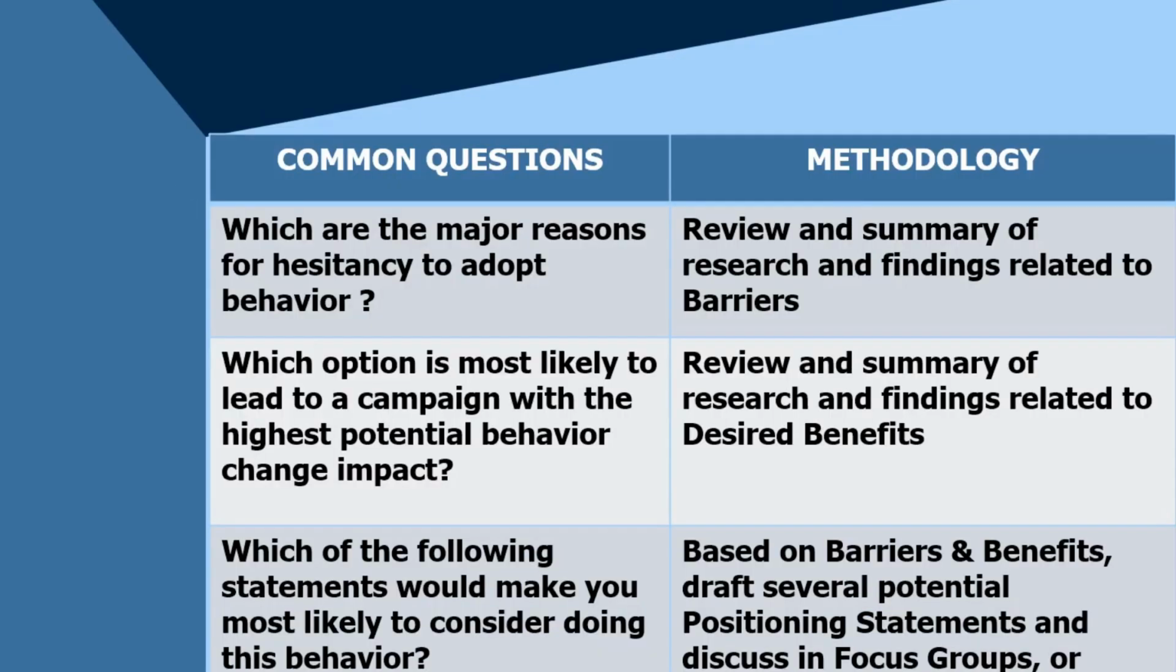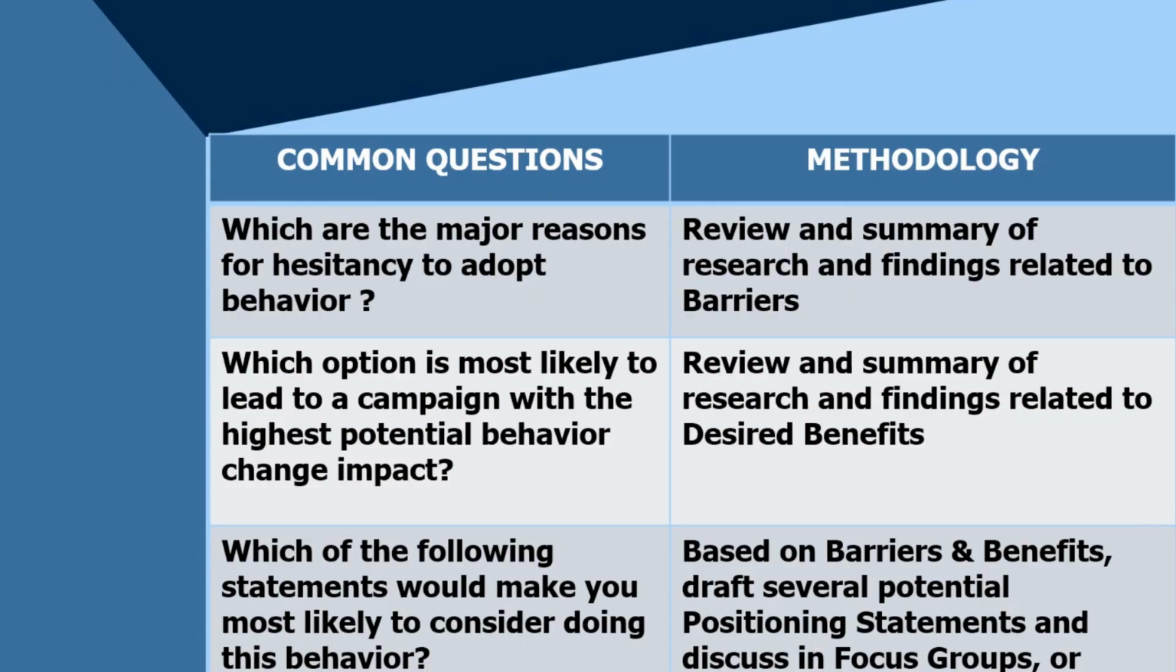Common questions and methodologies included: what are the major reasons for hesitancy to adopt behavior? You give me reviews and summary of research and findings related to barriers. What option is most likely to lead to a campaign with the highest potential behavior change? Again, a review and summary of current research findings related to desired benefits, or new ones that you conduct because you need to. Which of the following statements would make you most likely to consider doing this behavior?